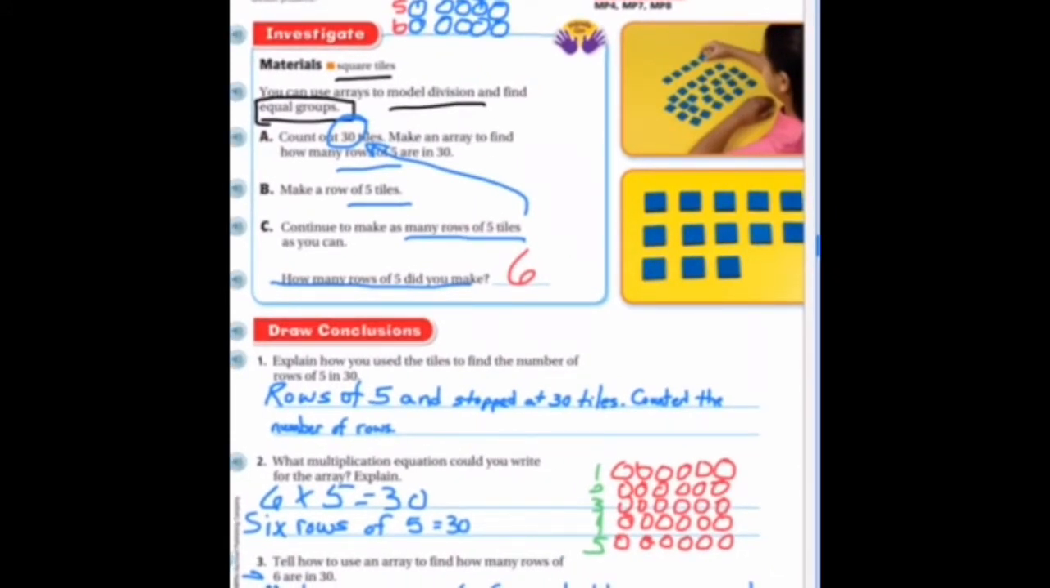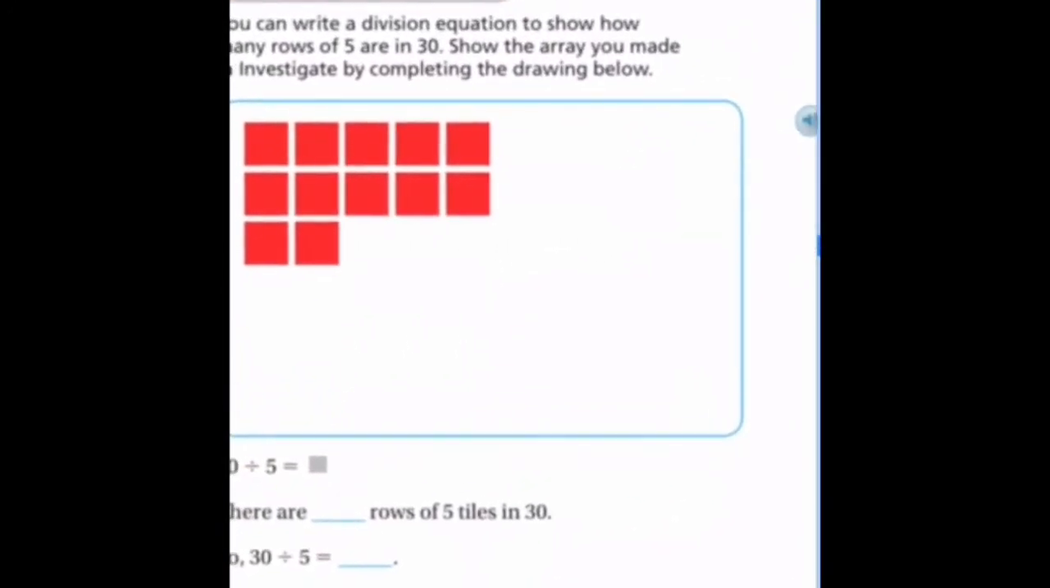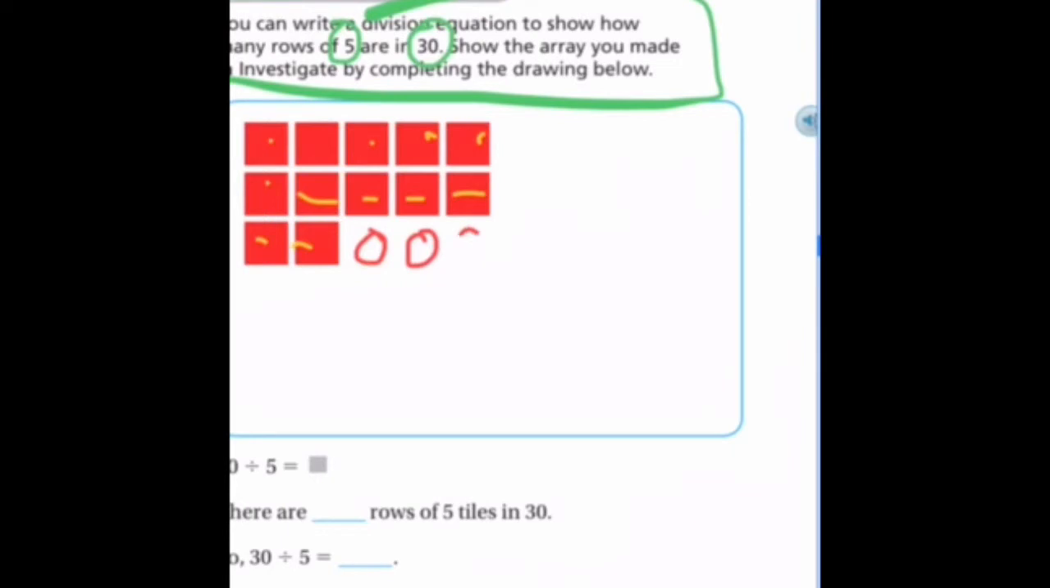All right, that does it for that page. Let's go on over to the next page. And here it says we can write a division equation to show how many rows of 5 are in 30. So again, rows of 5. So they started our rows for us with 1, 2, 3, 4, 5, and they continued. So that was then 6 and 7 and 8, 9, 10, 11, 12. I'll continue 13, 14, 15, and again I'm stopping at 30. 16, 17, 18, 19, 20, 21, 22, 23, 24, 25, 26, 27, 28, 29, 30.